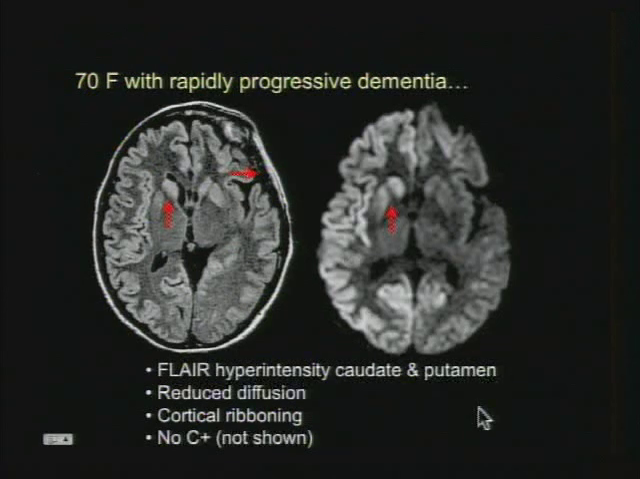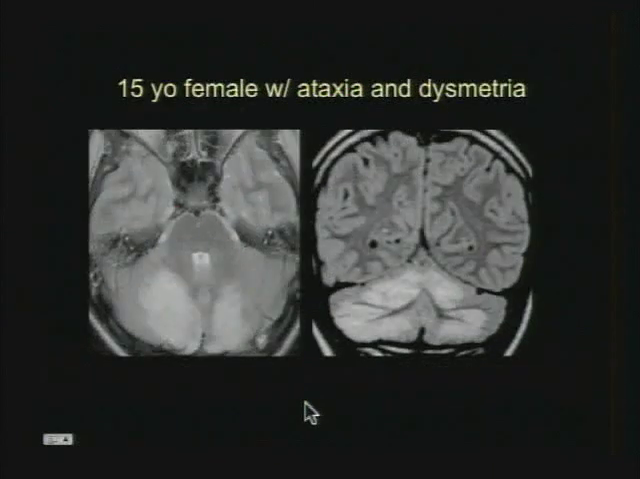Sorry, the arrows are a little bit off. But you can see the cortical ribboning here and reduced diffusion in the cortex diffusely. And this is a patient with Creutzfeldt-Jakob disease, which is a prion disease resulting in a rapidly progressive dementia and death. So the last case here is a 15-year-old female with ataxia and dysmetria.